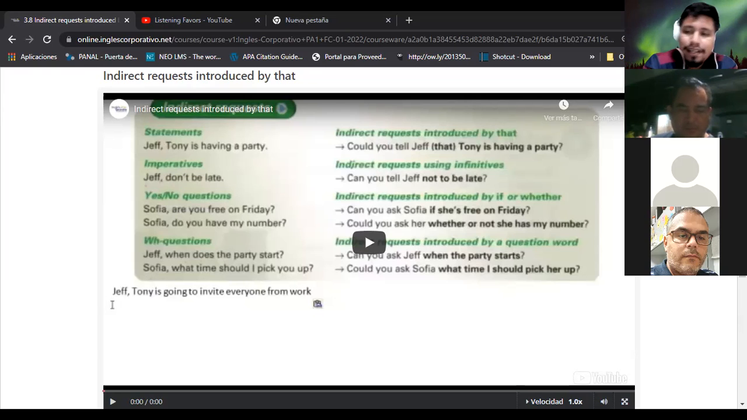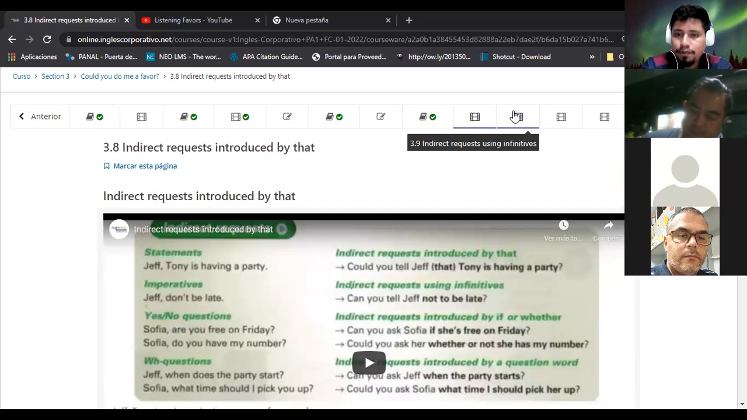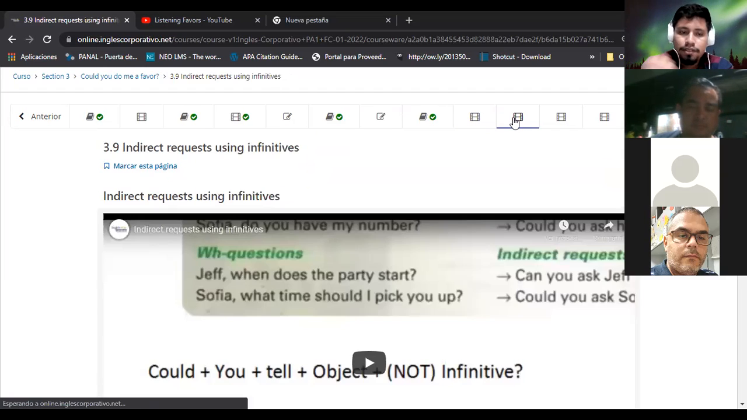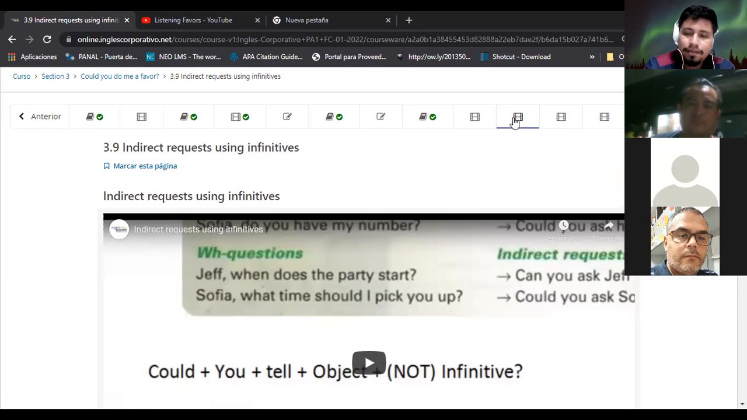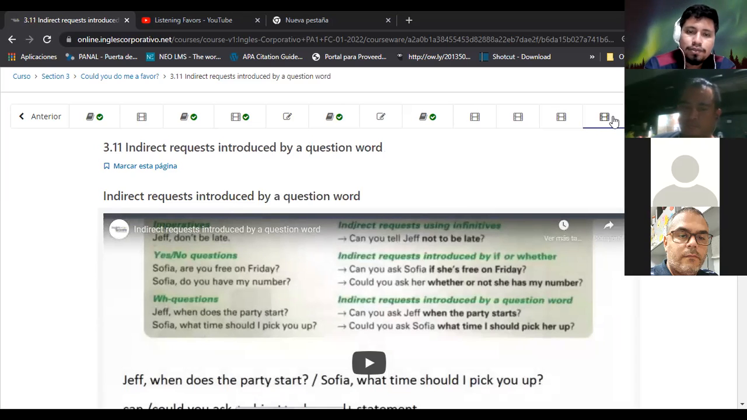Ok, bien. Entonces, nosotros estaríamos finalizando con esta sección número 3. Y lo que nos quedaría, por último, es ver primero los indirect requests con los infinitivos, los indirect requests con el if y el whether, y por último, los indirect requests introduced by question words. Es todo lo que hemos discutido ahora. Para extender más la información, ustedes pueden ver cada uno de estos videos. Es lo que hemos estado discutiendo hoy, ¿sí? Pero si quieren ver más información al respecto, veamos los videos.